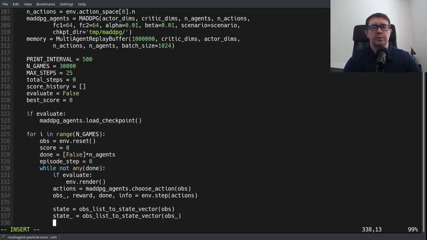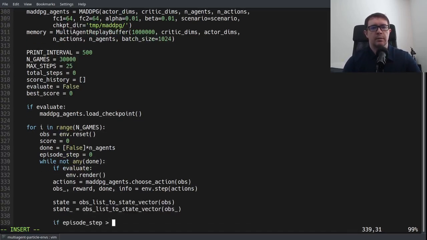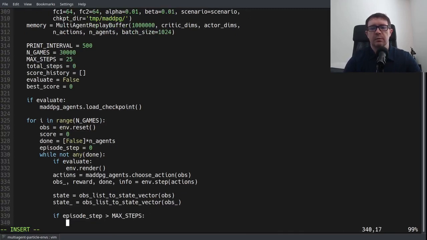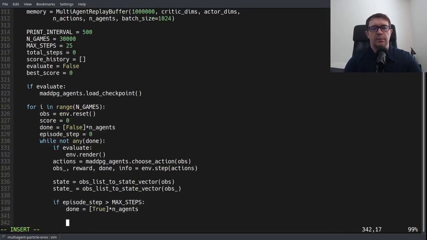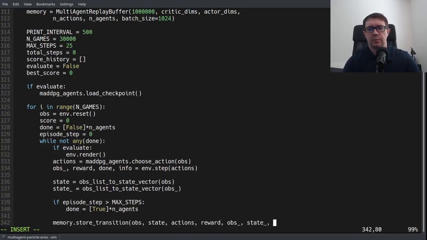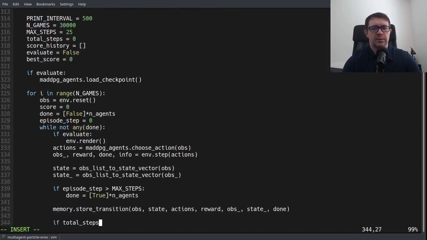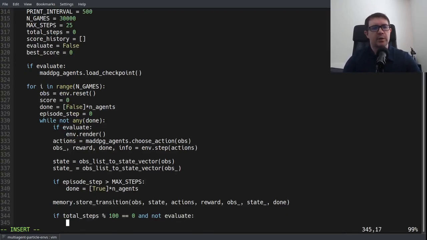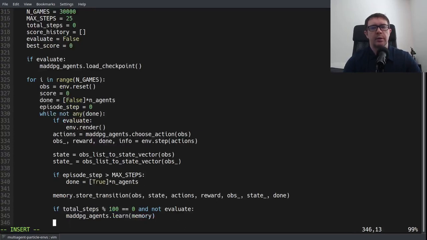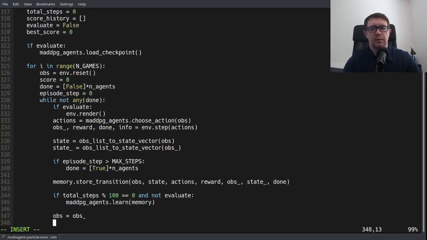Convert our observations to state vectors. If we have exceeded our number of steps, then done equals true times n agents. Do I need to move that? I don't know. That might need to be moved. So obs, state, actions, state underscore, done. If total steps modulus 100 equals 0 and not evaluate. So if we're evaluating the performance of our agent, we probably don't want to learn. We're going to learn by passing in our memory. Set the current state to the new state.